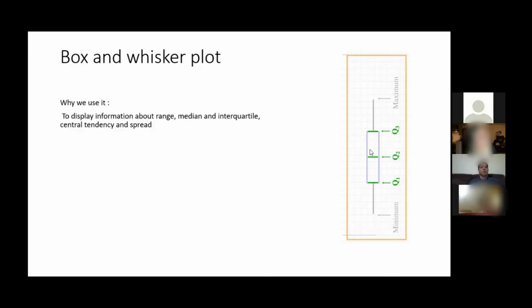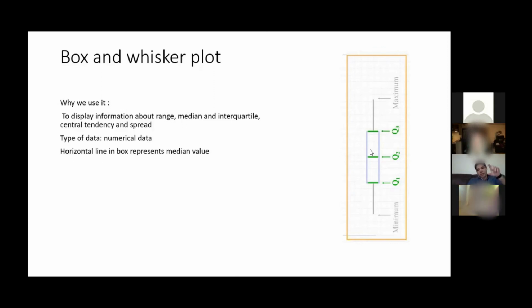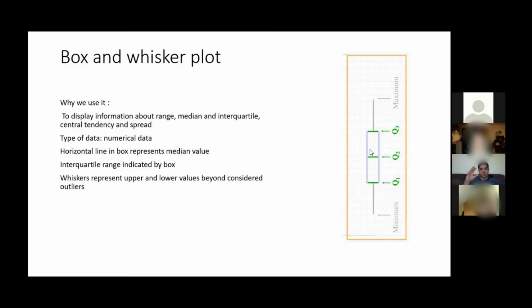To analyze numerical data: information about range, median, interquartile range, center density, and spread for numerical data. That's very important. The line in the center is the median. The two green lines are the first and third quartiles, and the interquartile range is indicated by the box. The whiskers, the vertical lines up and down, show the upper and lower values beyond which points are considered outliers.